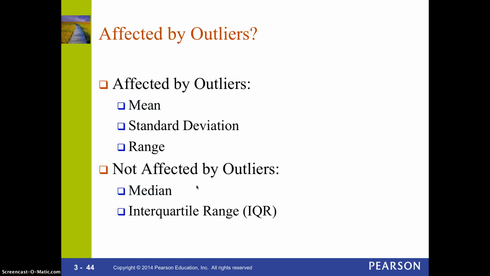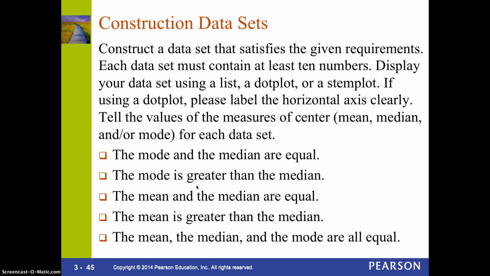So what is affected by outliers? The mean, the standard deviation, and the range. If you have an outlier or even a skewed distribution, those three values will be affected. It's better not to use them to describe the distribution. Instead, it's better to use the median and the interquartile range because they're not affected by outliers. Now you can construct data sets, and there are actually 5 of them here.